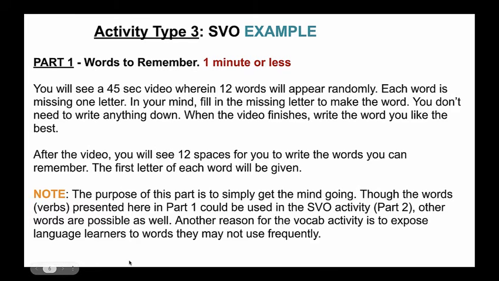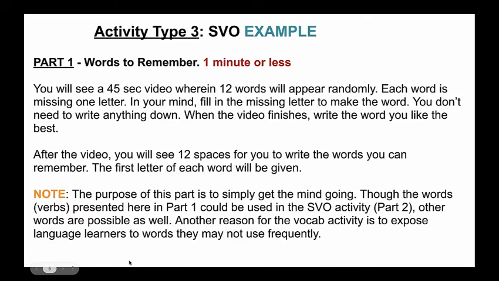You're going to have about 6 minutes to complete a full activity. Okay? And it's divided into 3 parts. So let's look here at part 1. Part 1 is about vocabulary, words to remember. And for this, you have about 1 minute or less.